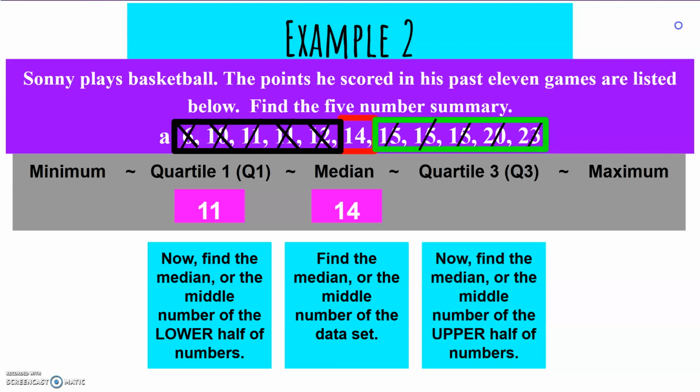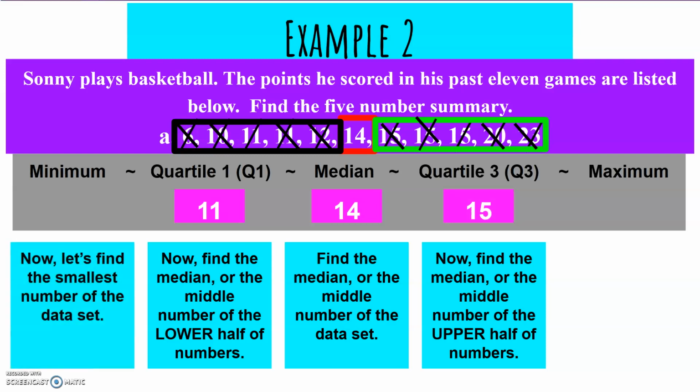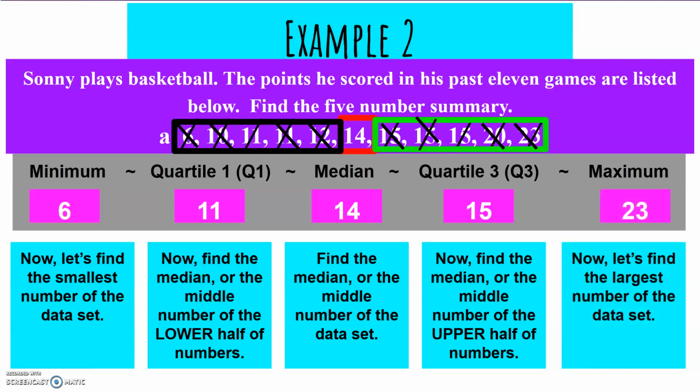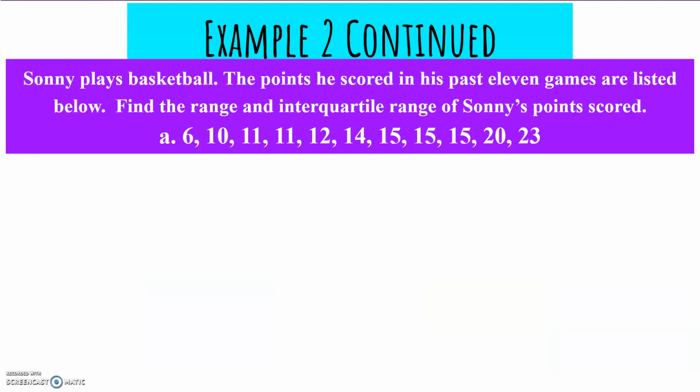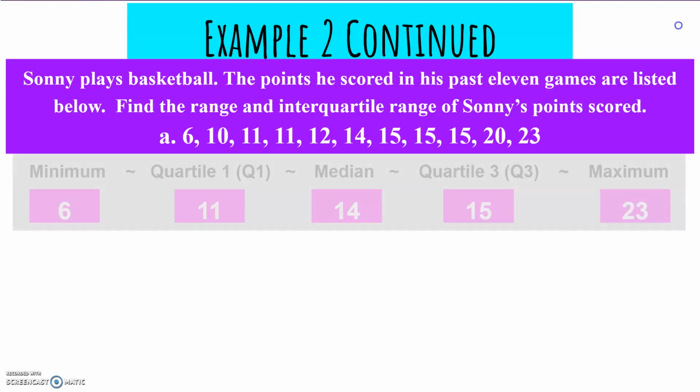Notice we are not including our main median, the median of the entire set, in our quartile medians. We can cross off until we get the median of our quartile 3, which is 15. Minimum, of course, is the smallest number. In this case, it's 6. Maximum, the biggest, which is 23. Now, let's find the range and interquartile range of the points scored.